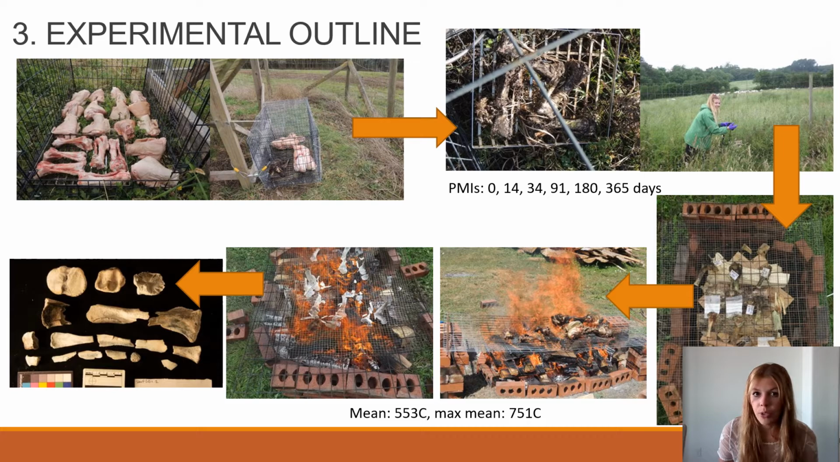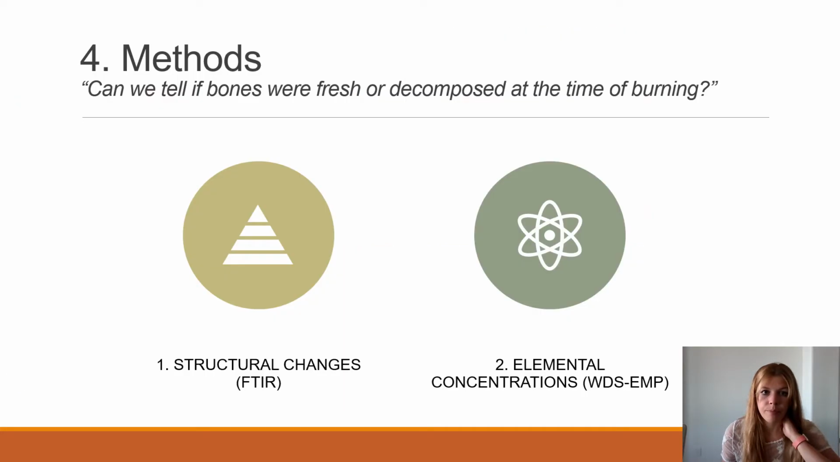The bones were burnt until they turned mostly white or calcined. The average mean temperature of the fires was 553 degrees, and the mean high temperature was 751 degrees throughout the burns. These temperatures were bone temperatures recorded by a thermocouple and not fire temperatures. Fire temperatures at the fire's hottest point reached 995 degrees, and each fire lasted for an average of 2.5 hours.